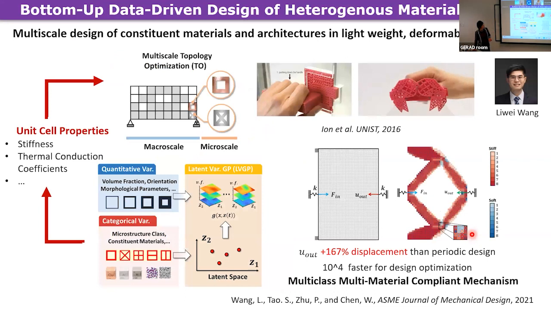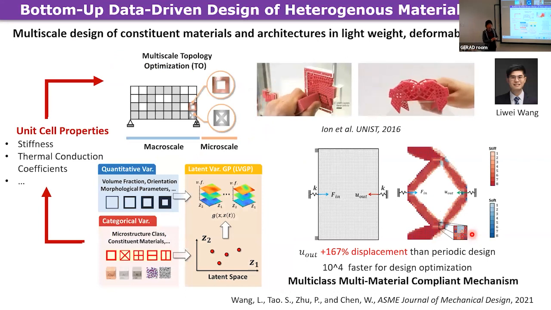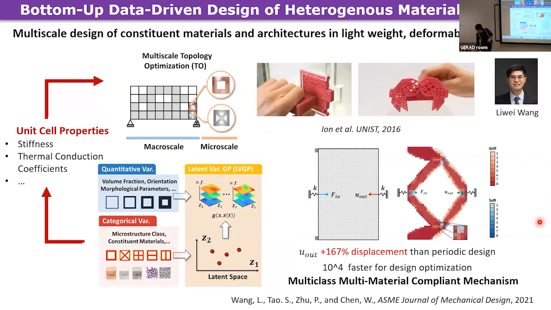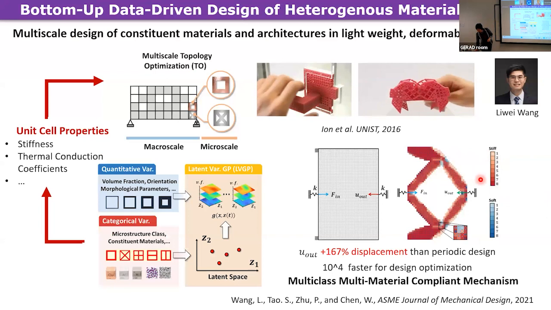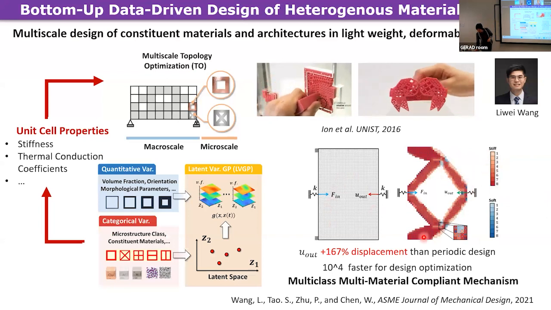So the LVGP method is here. It's an example of how we design a compliant structure by choosing different materials, blue and red, and also different architectures. There are 8 different architectures. And this is the initial design. This is the final design. For the compliant mechanism, the goal is to achieve the largest displacement.